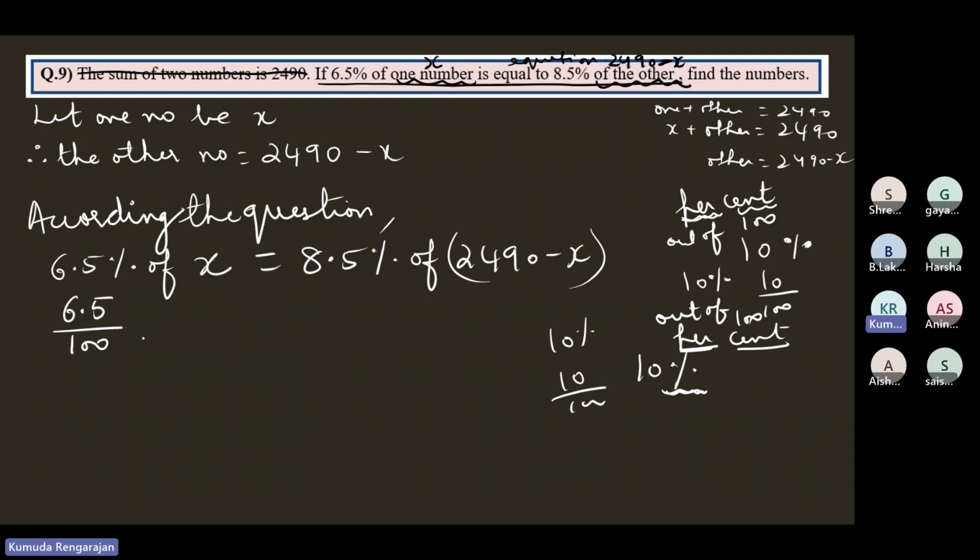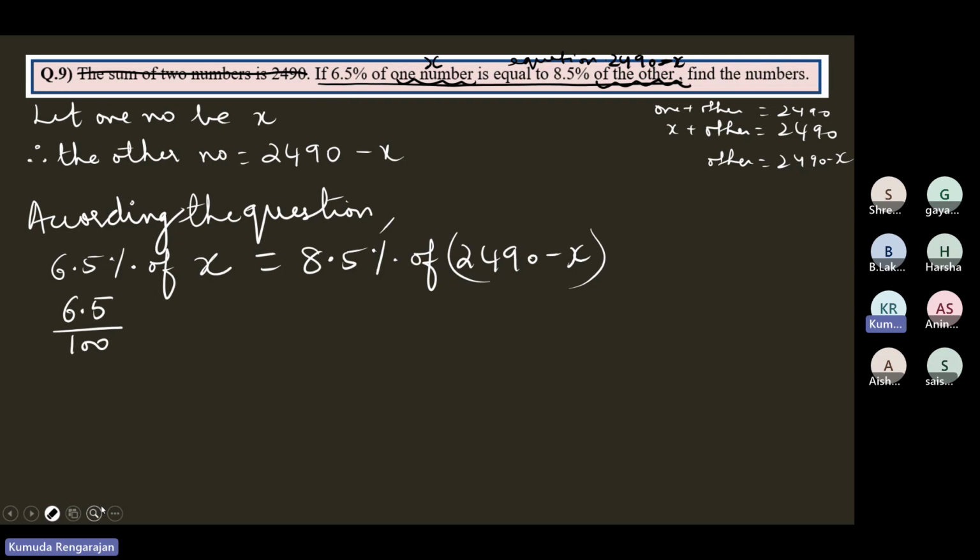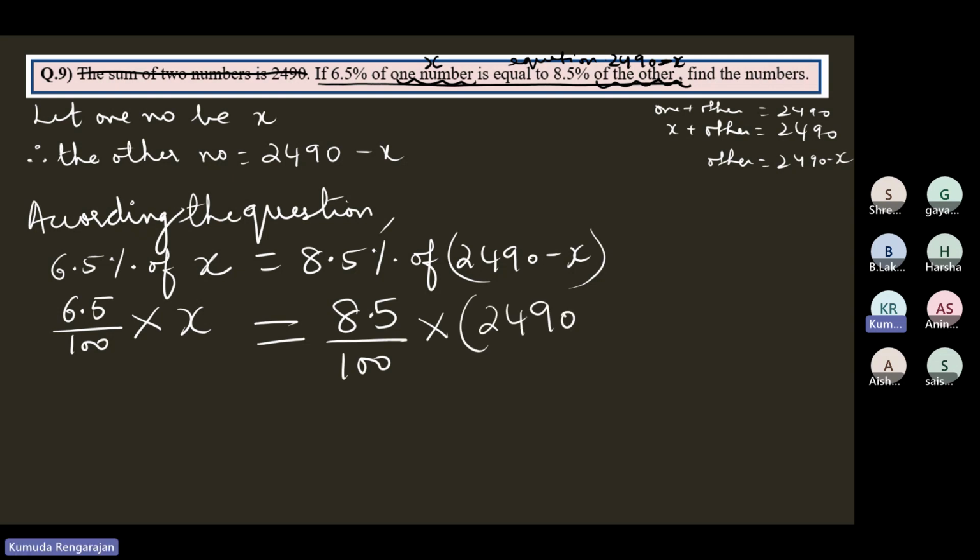Now what is 'of'? Multiplication. The English word 'of' stands for multiplication in maths. So 6.5/100 of x is equal to 8.5% means 8.5 by 100, of again multiplication, the other number 2490 minus x.